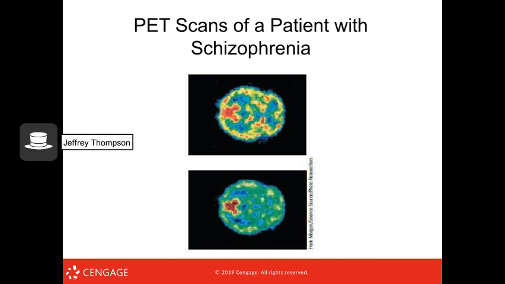So these are scans of a patient with schizophrenia. In this scan, they were taking clozapine. In this one, they were not. So we can see that the drug helped increase activity in the brain.